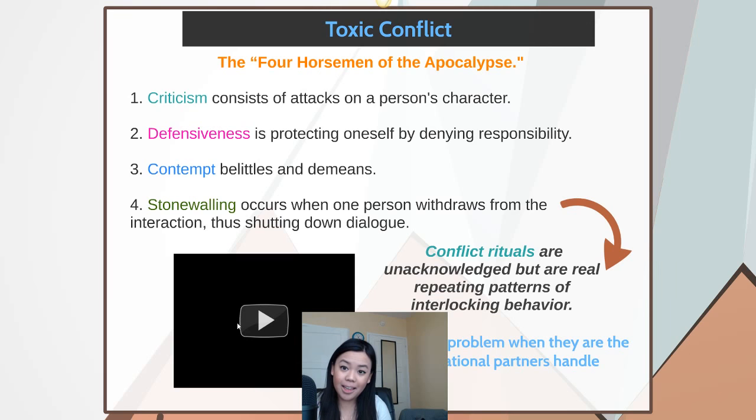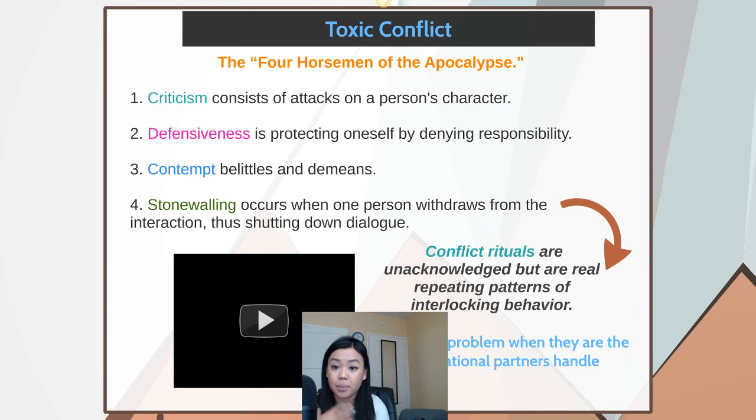The title of this idea of toxic conflict was coined by Dr. Gottman, who is a researcher, and he identified that there are these four, there is a little fly on my hair, oh my god. There are these four horsemen or four signs of very toxic conflict, and theoretically, if all four of these signs are present in any given relationship on a regular basis, we can predict that the relationship will terminate or end. And so the first one is criticism.